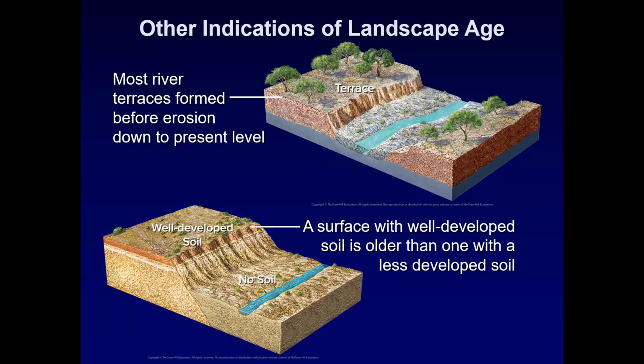We have this landscape with well-developed soil, nicely eroded, fine-grained, fair amount of organic material. That indicates that the area is a bit older than another area with little to no soil and mostly rock. This soil is actually developed on top of a terrace. Let's say perhaps this is older than this part.